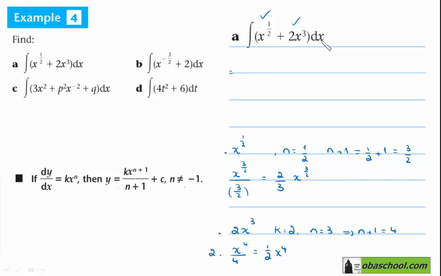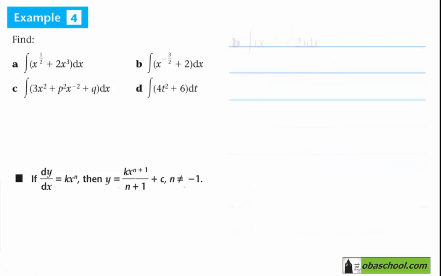Therefore, now we can substitute. The integration of this expression with respect to dx is equal to 2 over 3 multiplied by x to the power 3 over 2, plus 1 over 2 multiplied by x to the power 4, plus the constant c. It's important always to write the constant c. Thus, this elongated S told us to find the integration of the expression. Let's go now to part B.